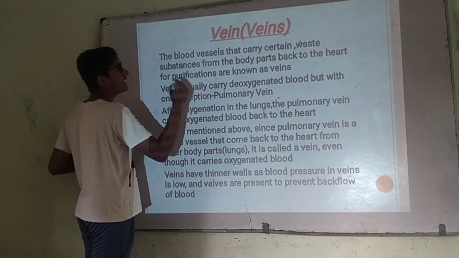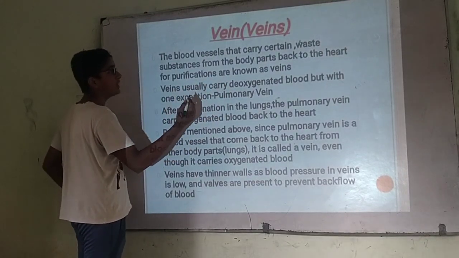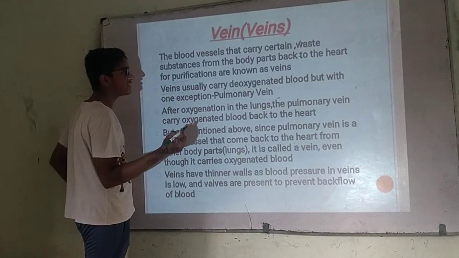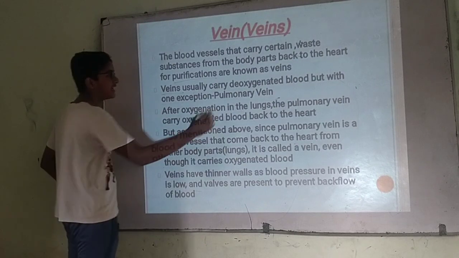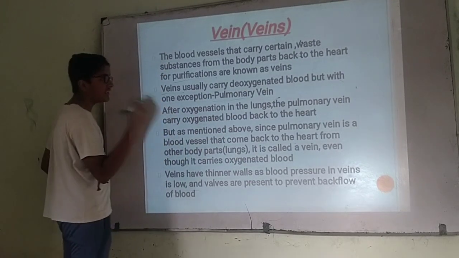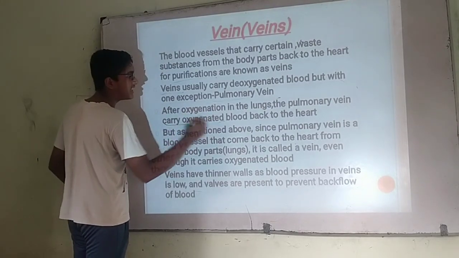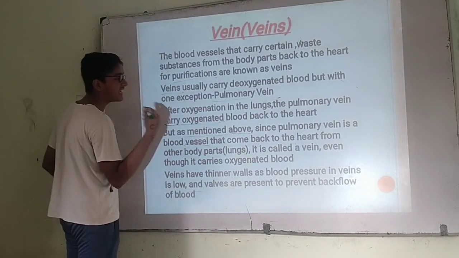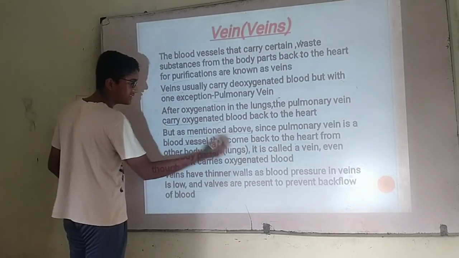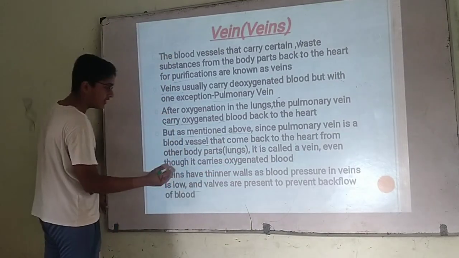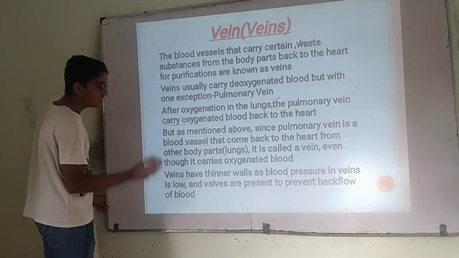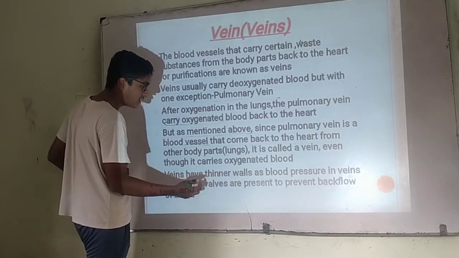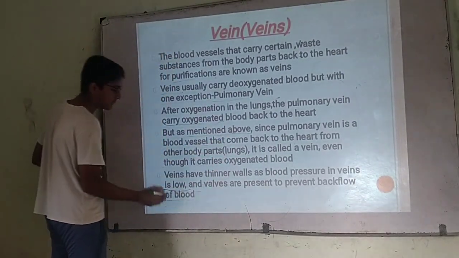Veins. The blood vessels that carry waste substances from the body parts back to the heart for purification are known as veins. Veins usually carry deoxygenated blood, but here also there is one exception, that is the pulmonary vein. After oxygenation in the lungs, the pulmonary vein carries oxygenated blood back to the heart. But since the pulmonary vein is a blood vessel that comes back to the heart from another body part, the lungs, it is called a vein even though it carries oxygenated blood. Veins have thinner walls as blood pressure in veins is low, and valves are present to prevent backflow of blood.